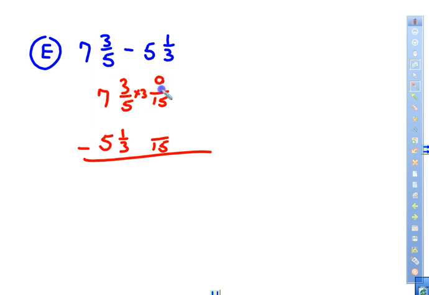Times 3. So 3 times 3 is 9. 3 times 5 gives me 15.